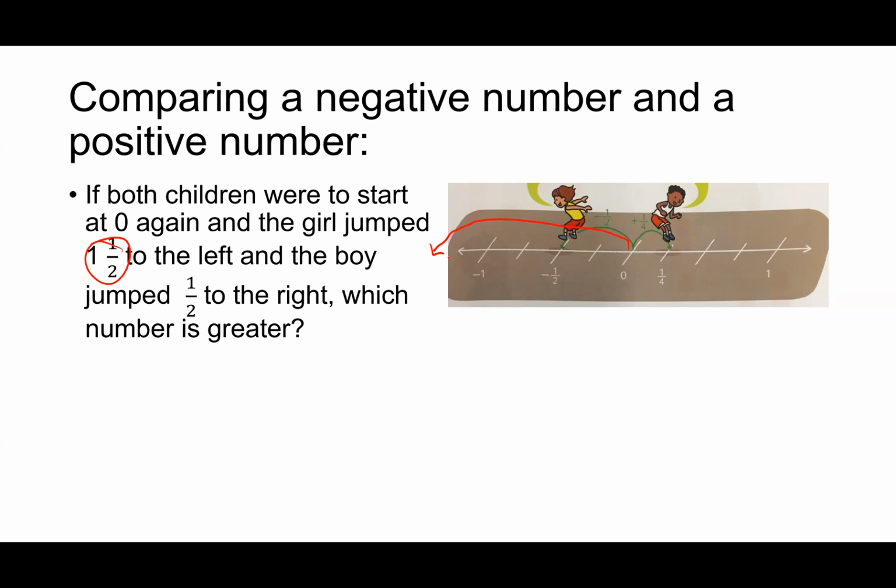And where would the boy end up? Ashlyn Mason? He jumps 1/2 to the right. Where does he end up? 1/2. So whose number is greater? The boy's number or the girl's number? Lucy Cole? Yeah, he's got 1/2, and that's greater than -1 1/2. So let's go ahead and write that into an inequality, please. Make sure you guys are sticking with me, okay? So we're not moving ahead. Did we all get that inequality? Yes. -1 1/2 is less than 1/2.